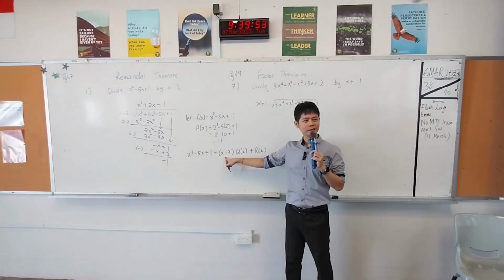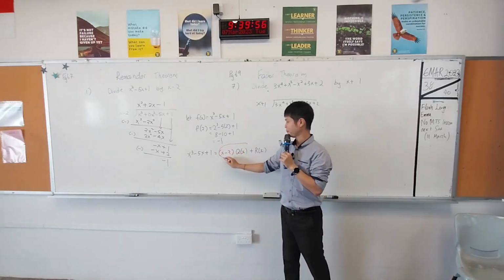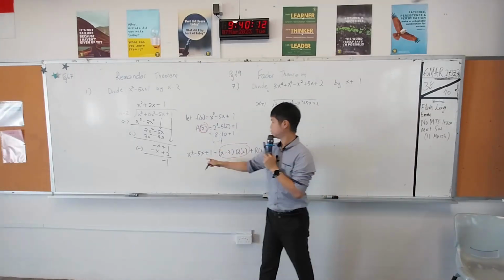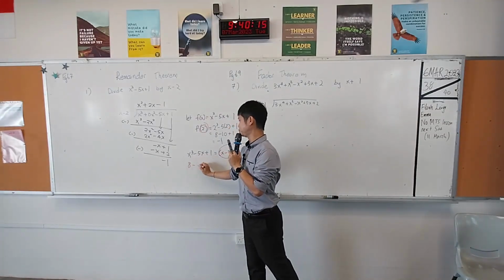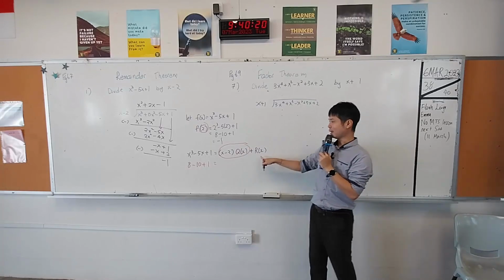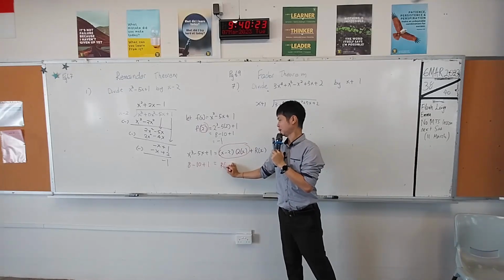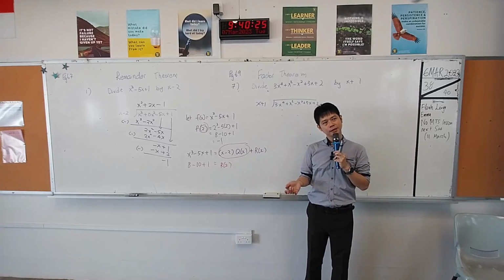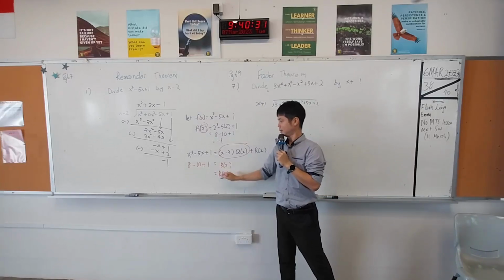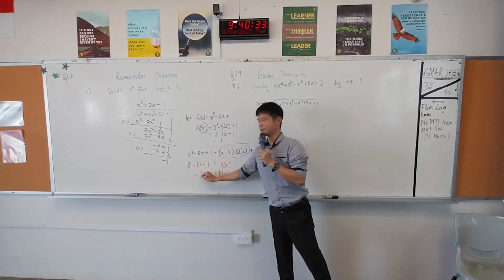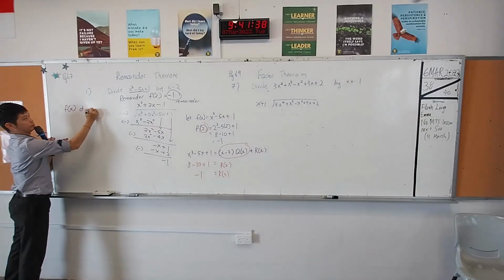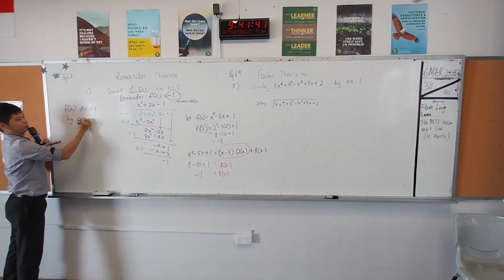Now, what must I sub in here in order to make this part disappear? 2, right? Which is why I choose the number 2. So I sub in 2 here, and I sub in 2 here, and this part will disappear. What is left? R(2), right? R(x). So what's the remainder? The remainder is negative 1.